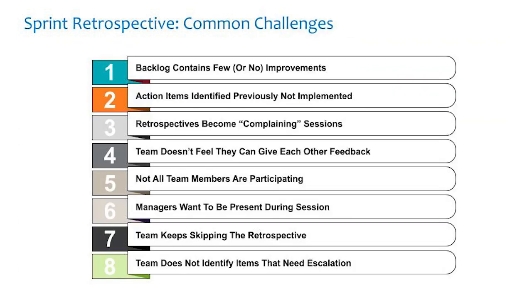Backlog contains few or no improvements. Personal improvements and team improvements are just as important as delivery from the backlog. So be sure to put your team improvement items in the backlog. Action items identified previously, not implemented. Did we say we're going to do something last review and then we didn't this time? It's a really good idea to kick off the sprint retrospective with what we said last time we're going to do.